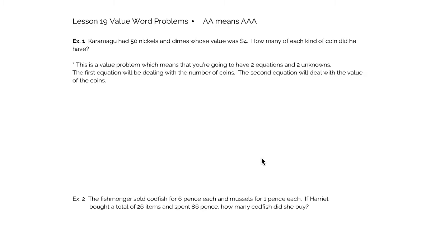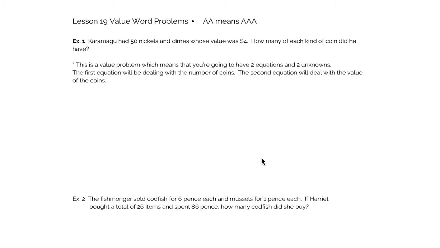So, Kara Magoo had 50 nickels and dimes whose value was $4. How many of each kind of coin did he have? I have a little note on the worksheet. If you want to pull your worksheet out and pause the video that I gave you in class so that you can just fill in the answers as we go, that would be great.